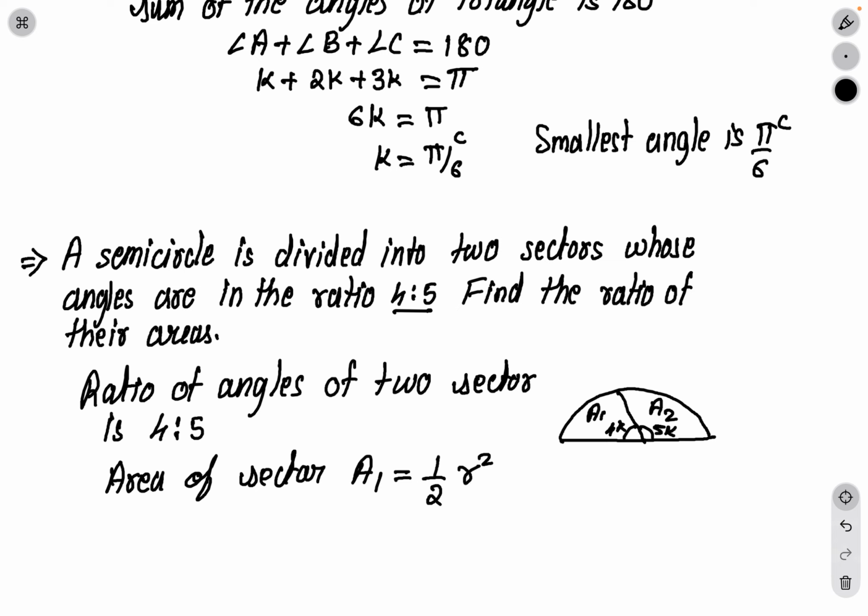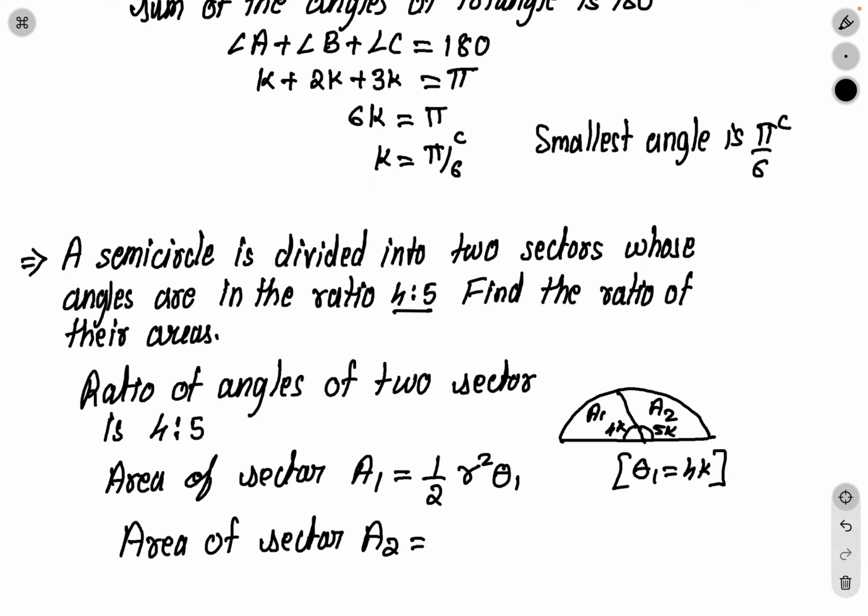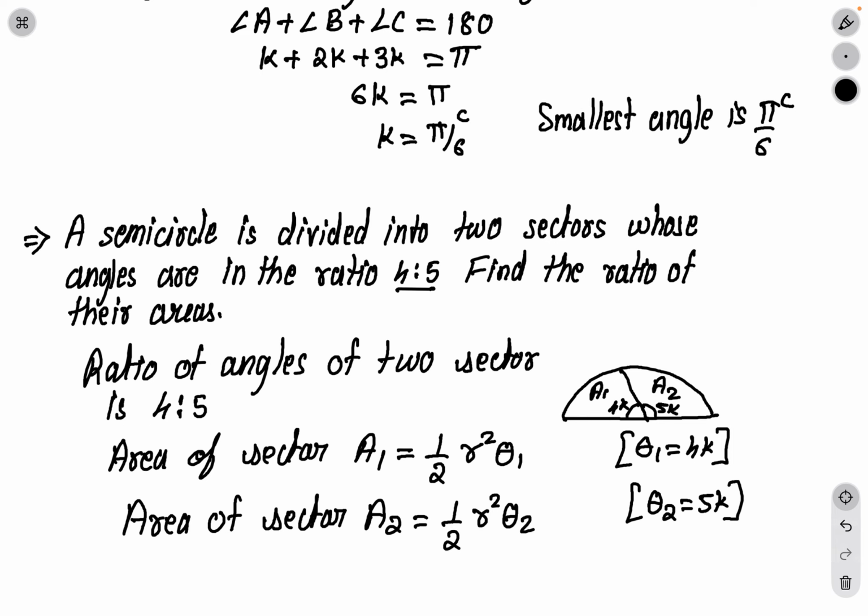R square theta 1, because theta 1 is equal to 4K, and area of sector A2 is equal to half R square theta 2. Theta 2 is equal to 5K.